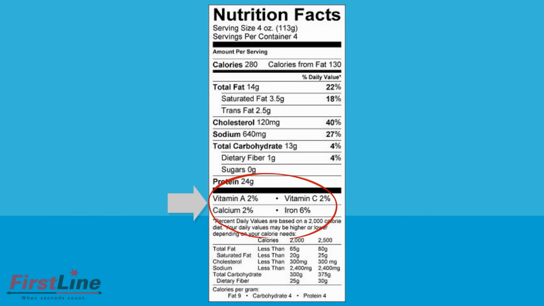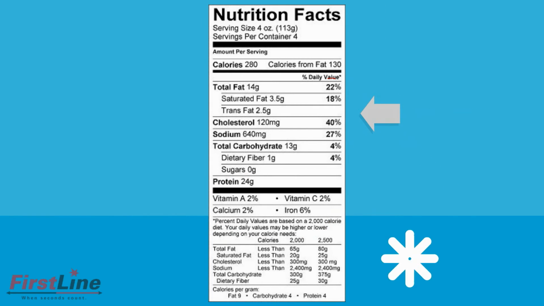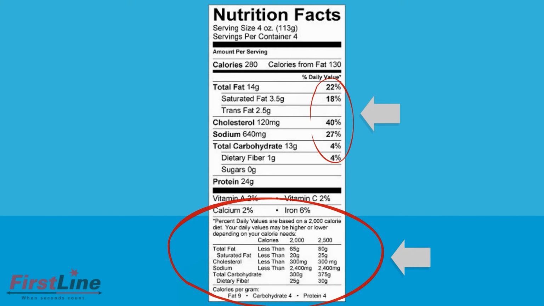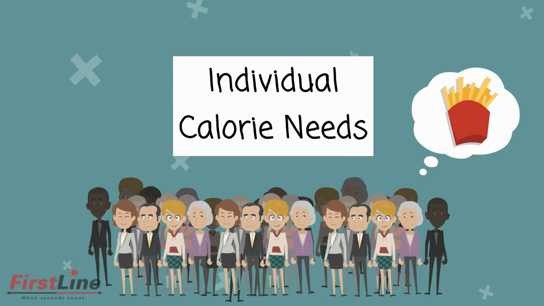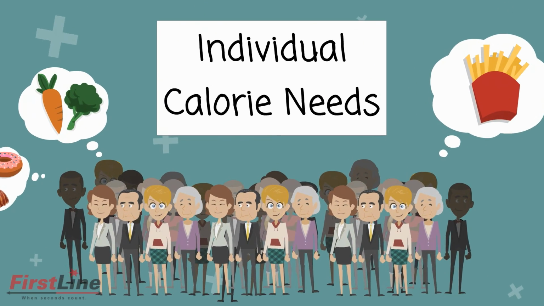The last items on the nutritional label are calcium, iron, and vitamins. The percentage to the right of all these mentioned items are your guide to daily recommended amounts. This is based on a 2,000 calorie diet and may be higher or lower depending on your individual calorie needs.